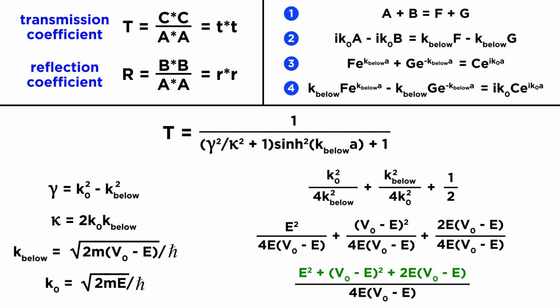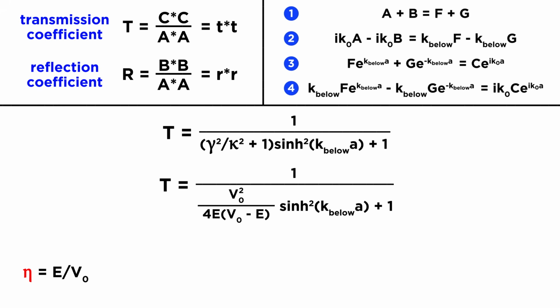Let's recognize that this is actually a perfect square, which we can express as the square of the binomial E plus the quantity V0 minus E. But within the parenthetical, the E terms actually cancel out, which leaves us with simply V0 squared. So this can be plugged in where gamma squared over kappa squared plus 1 used to be, which leaves us with this. And now we are finally approaching something that we can try to understand conceptually, such that we can discuss a particle with some energy E with respect to the height of the barrier.